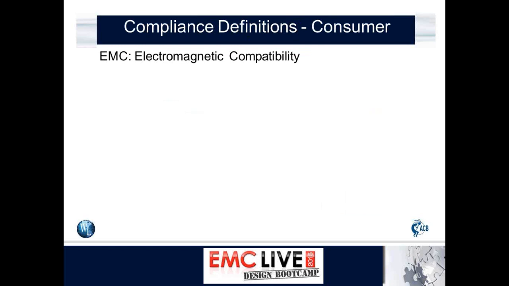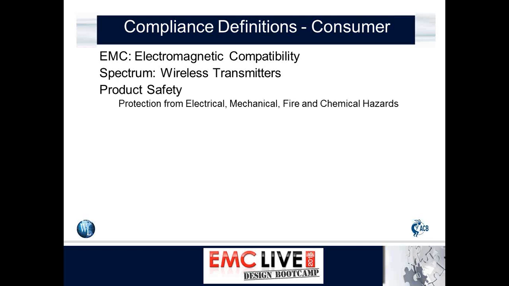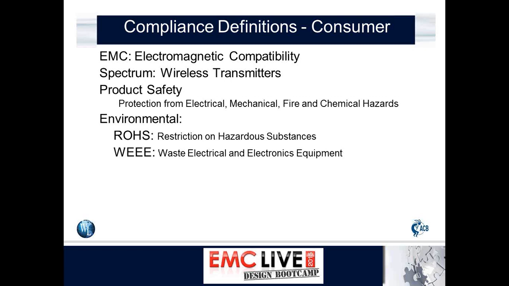When we look at compliance definitions across the spectrum, we look at a couple of different terms, so I'll define these quickly. EMC, Electromagnetic Compatibility, is one aspect where you don't want devices to interfere with other devices in the area, and you want to maintain proper operation in the environment. The spectrum issue applies to wireless transmitters. Product safety is a concern from electrical, mechanical, fire, and chemical hazards. On the environmental side, you may have restrictions on hazardous substances, or you need to concern yourself with disposal at the end of the life of the device.